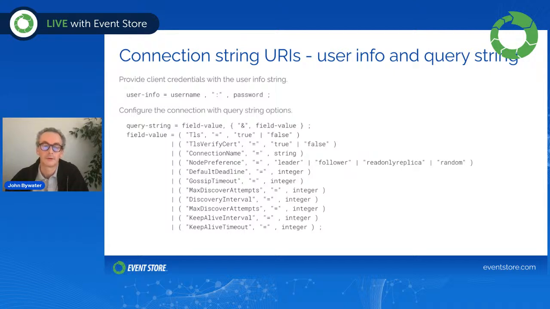Probably the next most interesting thing is the node preference: leader, follower, read-only, replica, or random. The connection name you can set if you want to, but it defaults to a random number. That lets the server know what the client is that's connecting to it, for continuity reasons. And then the other things just configure timeouts and discover attempts and so on. All the methods have a timeout value, and you can set the default in this too.